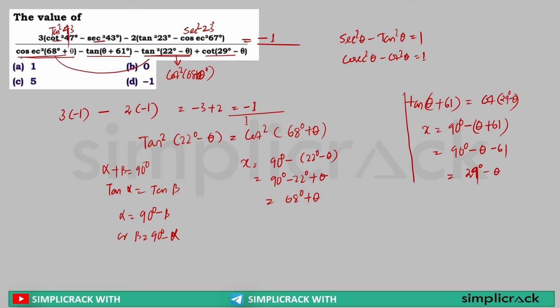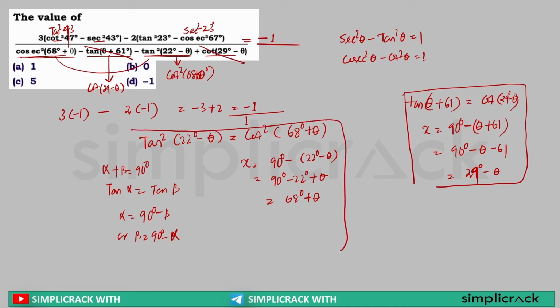Yes. Now cot(90 - theta), this value will be written as cot(29 - theta), and this is plus cot(29 - theta). That means this and this will be crossed out. So what will remain in the lower part? The lower part will remain as minus 1 by 1, because we have already found minus 1 for the upper part and 1 for the lower part. So the answer is minus 1, that is option D.